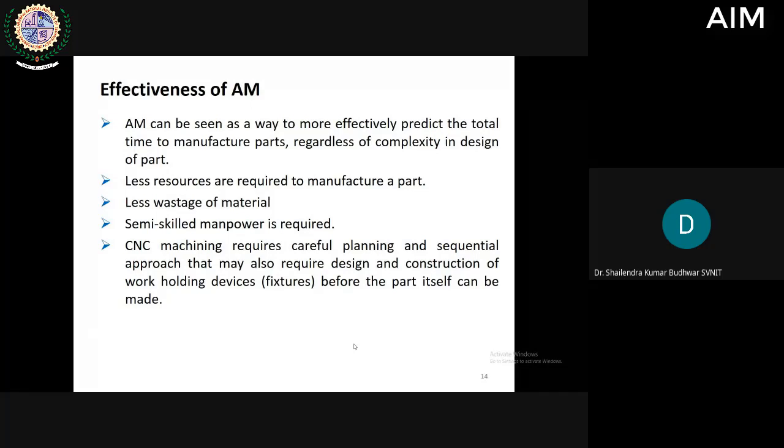You need cutting tools, you need work holding devices, you need jigs and fixtures. So a large number of resources are required in CNC machining as compared to this additive manufacturing technique.